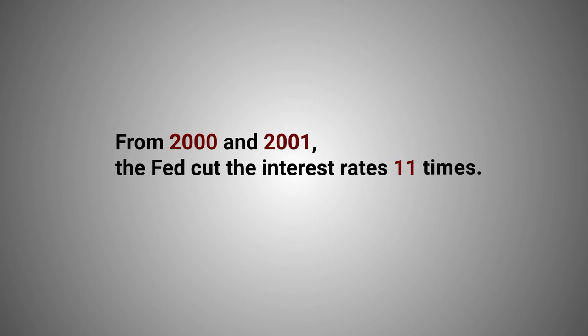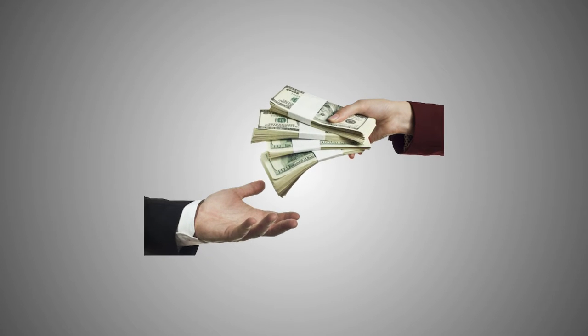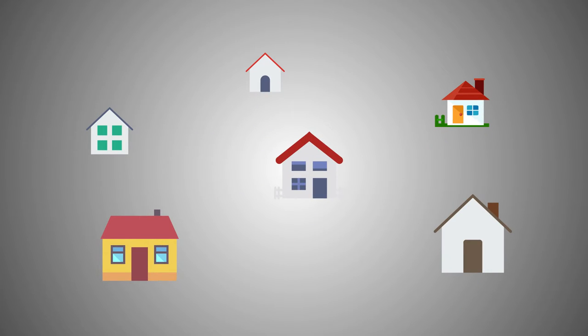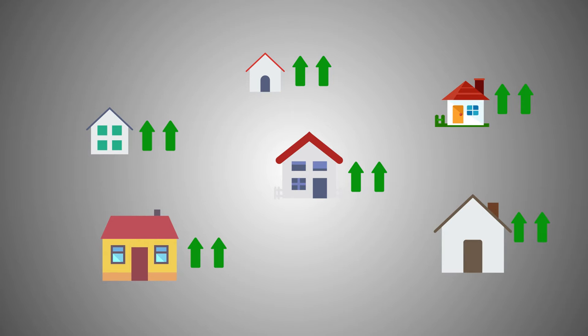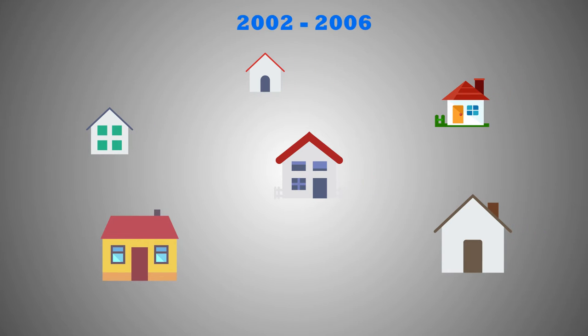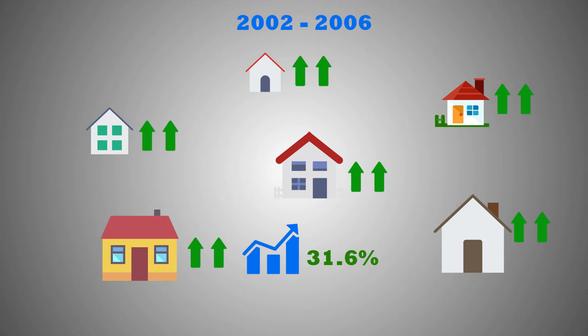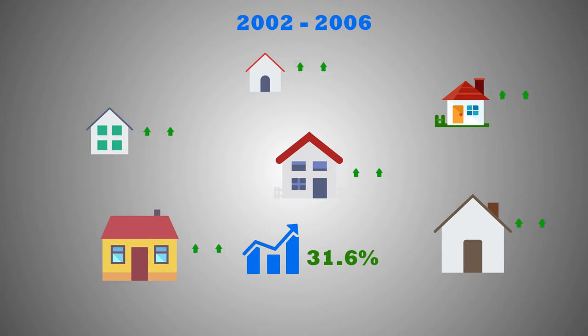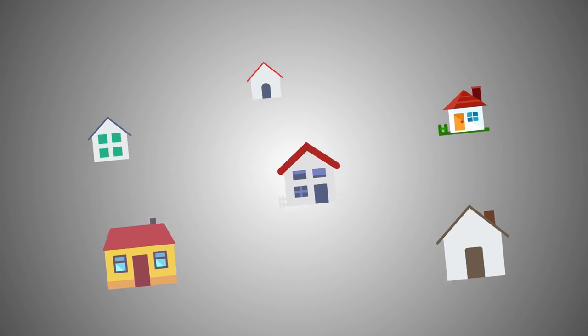From 2000 to 2001, the Fed cut interest rates 11 times. And people began borrowing cheap money to purchase homes, triggering housing prices to rise. From 2002 to 2006, prices rose by 31.6%. These continuous increases caused everyone to overestimate the current state of the market because the housing market had always been thought of as stable. So at the time, no one could imagine its collapse.